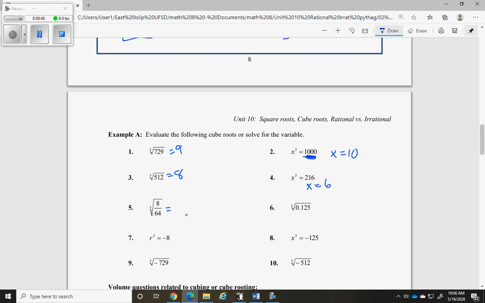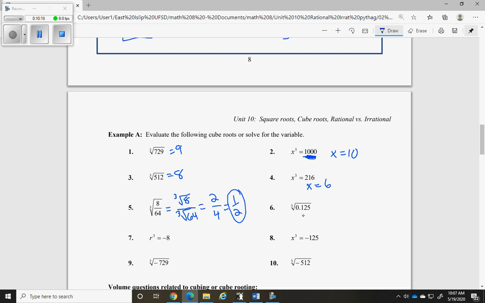Remember, just like with square roots, I can separate the numerator and denominator. I could write this as the cube root of 8 over the cube root of 64. Cube root of 8 is 2. Cube root of 64 is 4. I can simplify this to be a half.